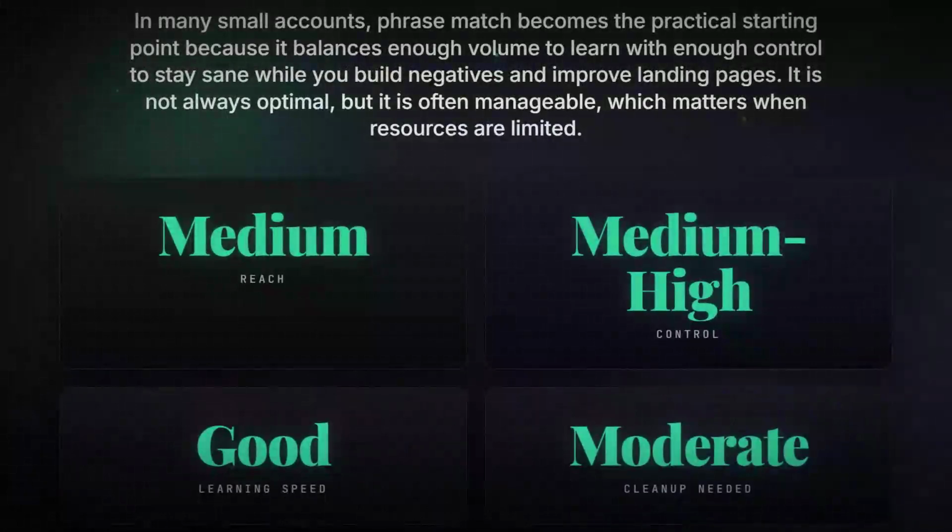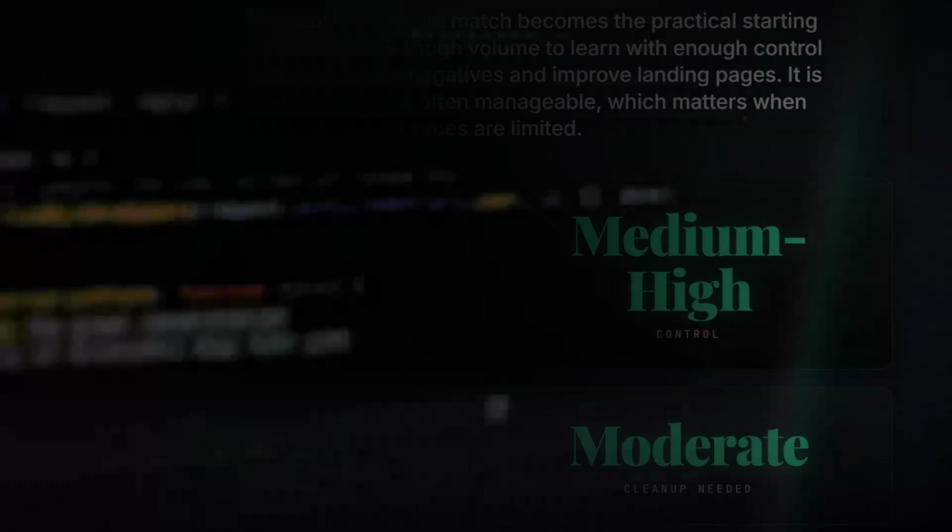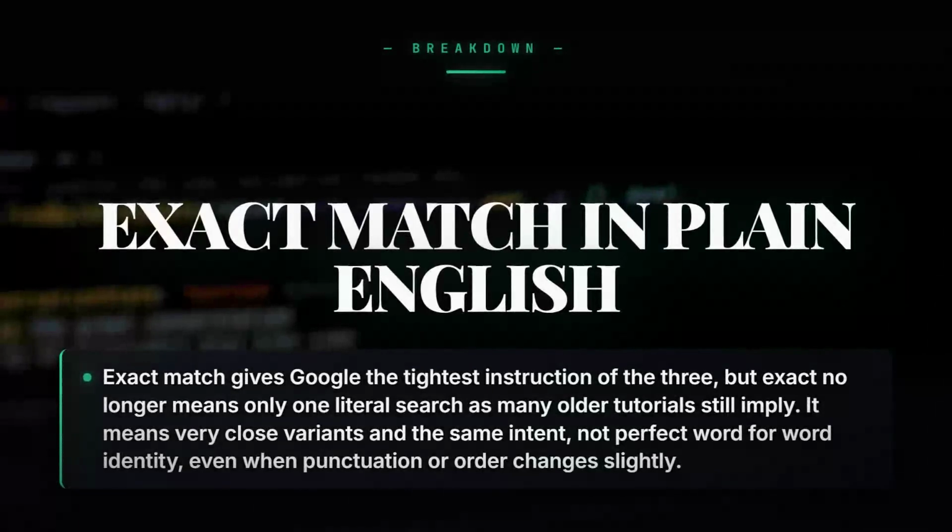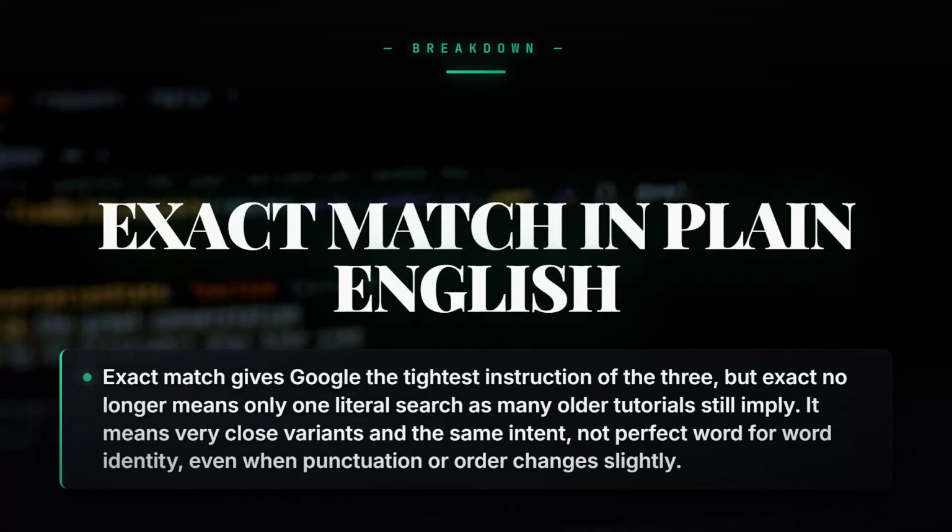In many small accounts, phrase match becomes the practical starting point because it balances enough volume to learn with enough control to stay sane while you build negatives and improve landing pages. It is not always optimal, but it is often manageable, which matters when resources are limited. Exact match gives Google the tightest instruction of the three, but exact no longer means only one literal search as many older tutorials still imply.